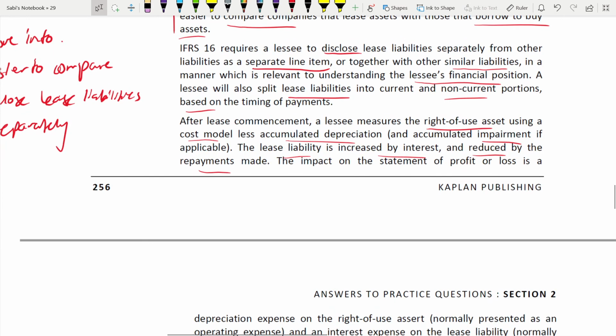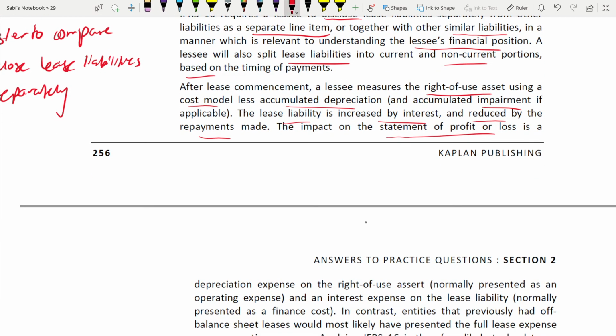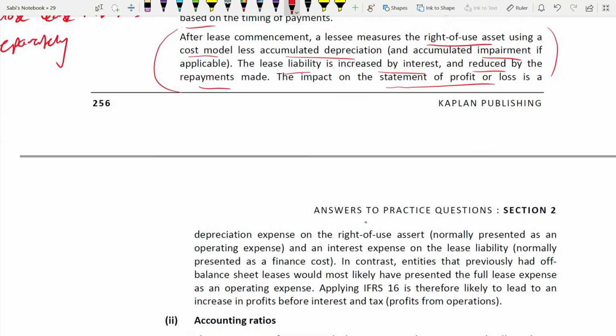This will have an impact on the statement of profit and loss. How? That's why we are bringing out here to show the impact. Depreciation, exactly. Depreciation is a charge, meaning your expenses will go up. Depreciation expense on the right of use asset. So this is normally presented as an operating expense, and interest expense is presented as a finance expense.